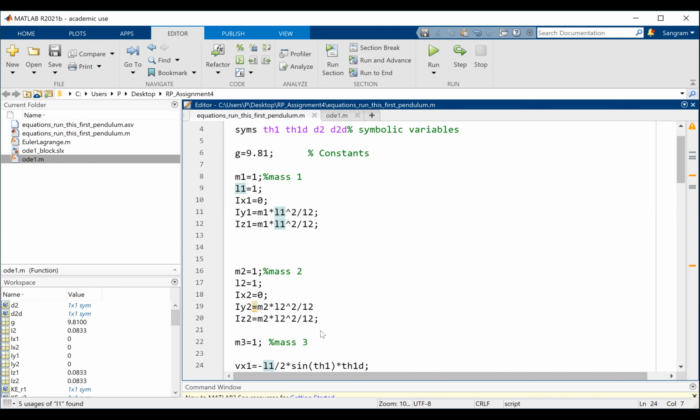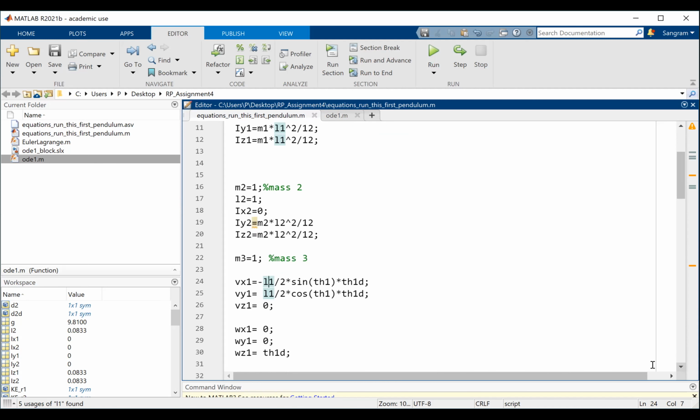Hold on. I will answer that question. Let me discuss, because in that problem there are some additional things that I need to discuss. So M3 is equal to 1. Now the next line is what I want to do: find out the Vx1. Please look at the equation for Vx1. That equation is L1 by 2 sine theta 1 multiplied by theta 1 dot. Can you see that that is the same expression on line number 24? Are you with me so far?